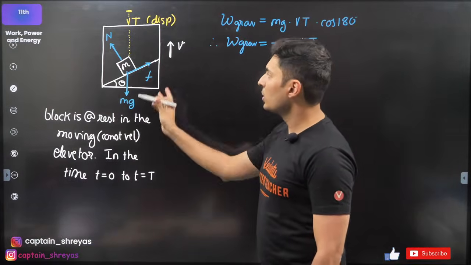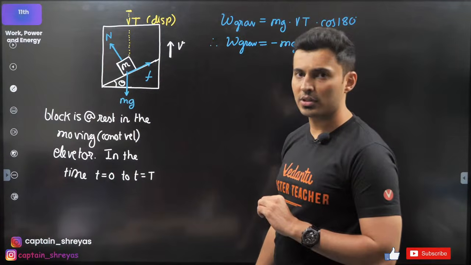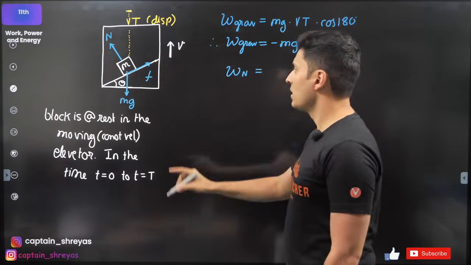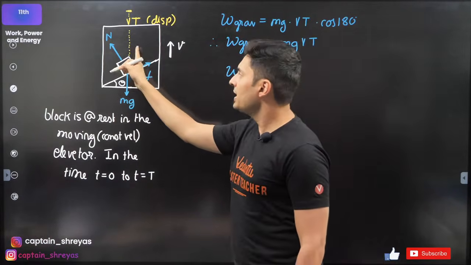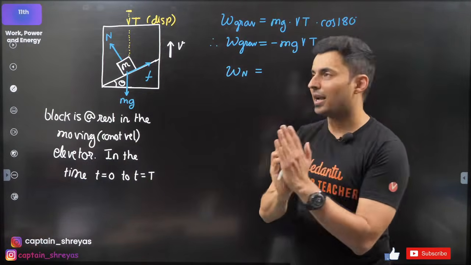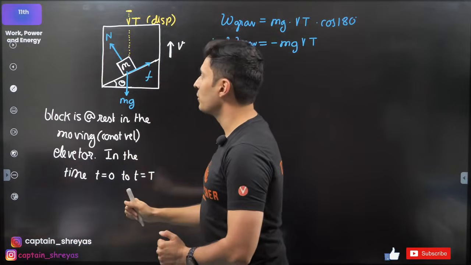So that's the work done by the gravitational force. Great. Now let's go to the work done by the normal force. One by one I'm going to do it. So the work done by the normal force will be, oh my god, I need the angle between them, because work done is force into displacement into the cosine of the angle between displacement and the force.